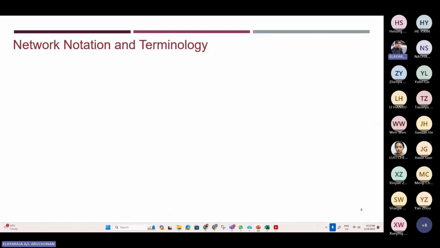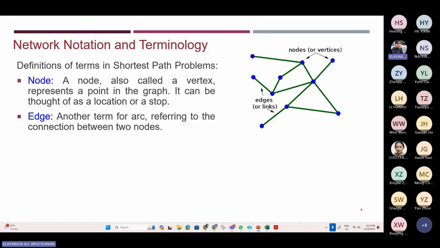When we come to the network model, you need to know some terminologies we use in that network model. First of all, we need to know the nodes. As I said earlier, the node is what's presented by the blue circle here, the blue dot. This we call a node. Some books refer to it as a vertex, and it can be thought of as a location or stop. So, the node points.